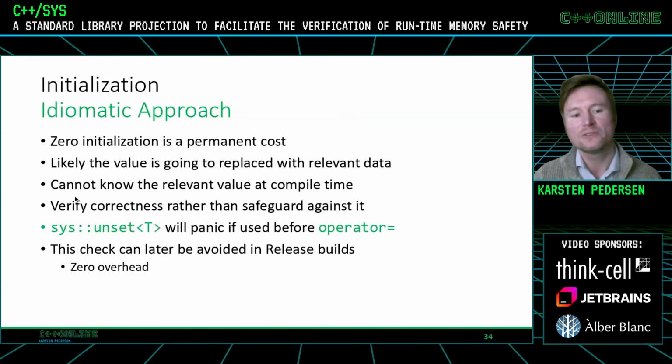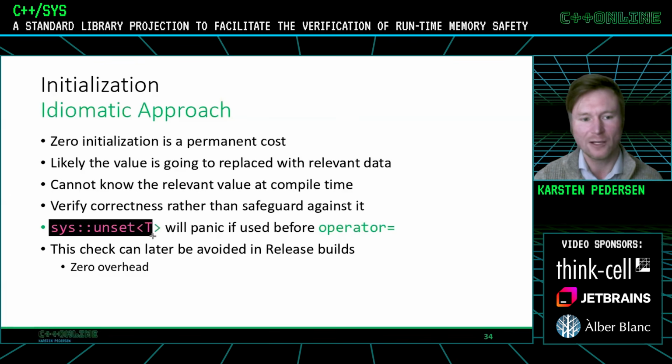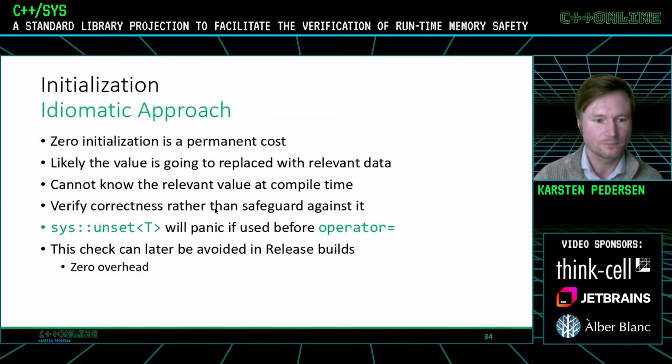Yeah, so C++ sys doesn't want to zero initialize it. Instead, it wants to verify the correctness rather than just safeguarding against it. It would actually rather be able to strip it out in the release, knowing that you've actually gone through and verified it, at least during some branch testing beforehand. So yeah, C++ sys does have sys0 in there, but it was a bad design. So now the sys unset is the way forwards.